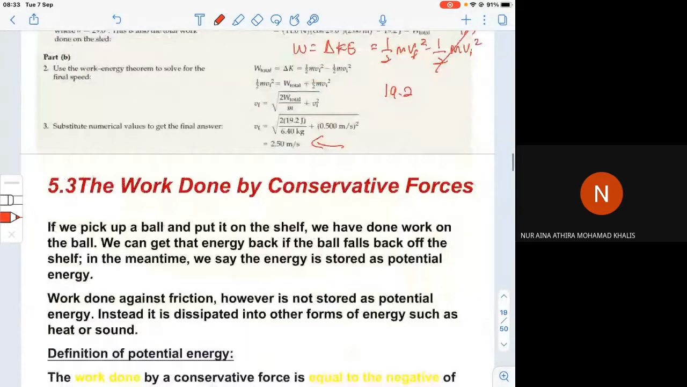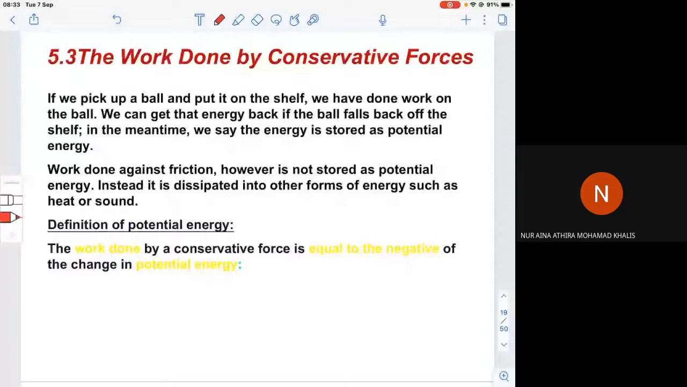Okay, now we look at the work done by a conservative force. What is the work done by a conservative force? If we try to look at the situation first, if we pick up a ball and put it on the shelf, we have done work on the ball. That means we do work to that ball.